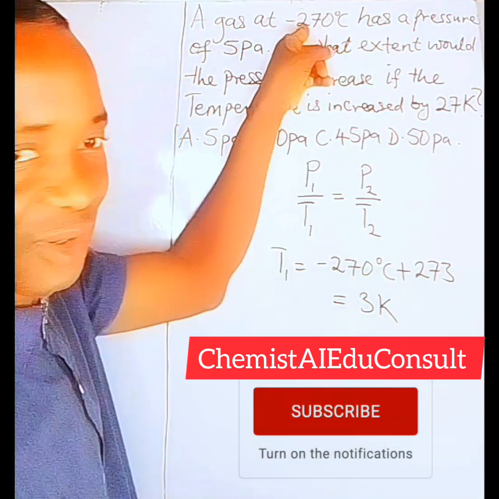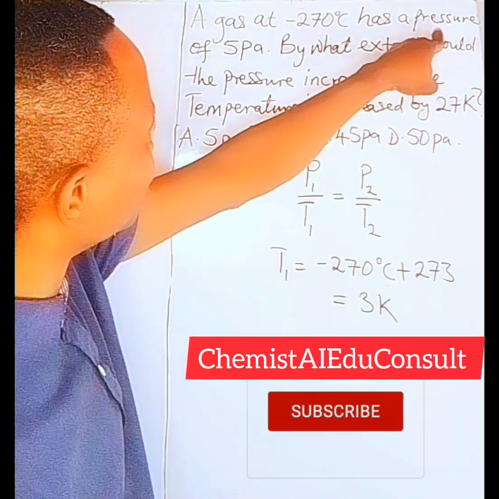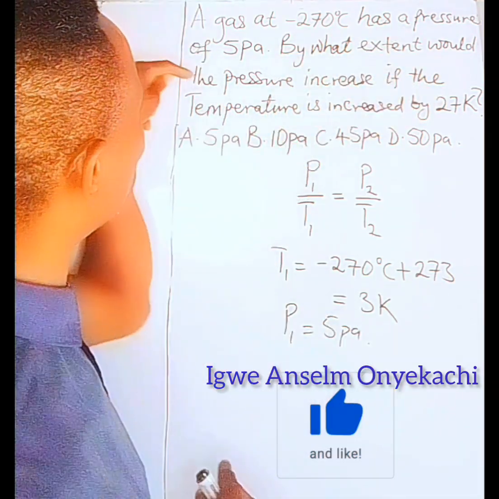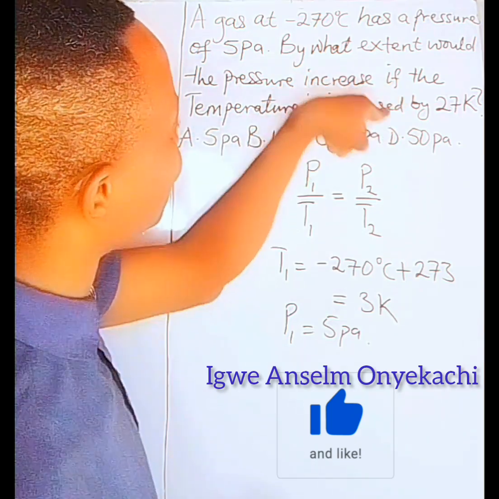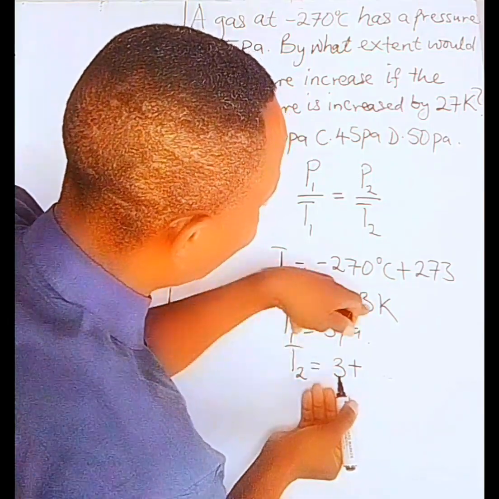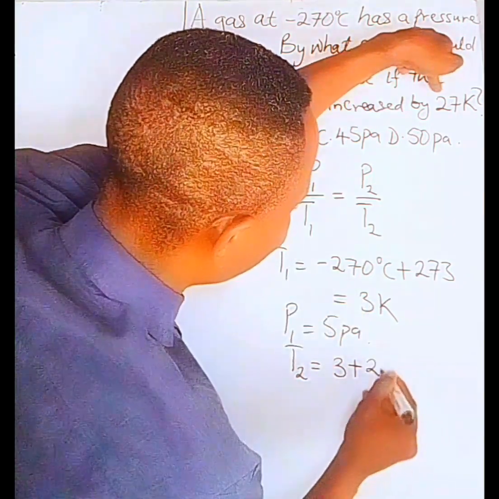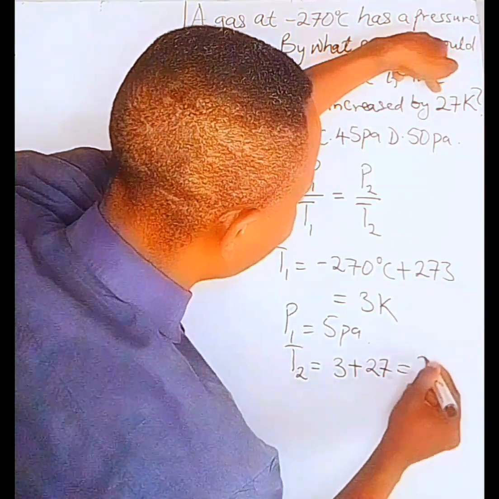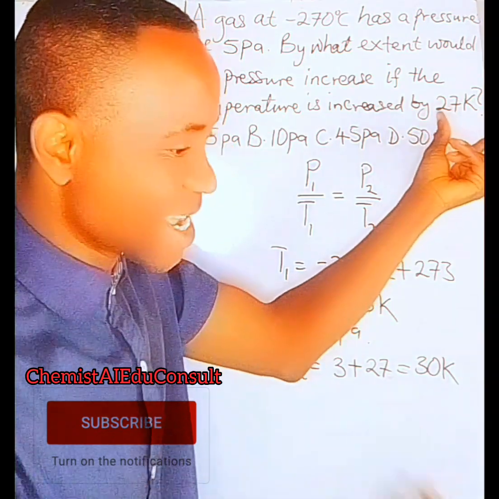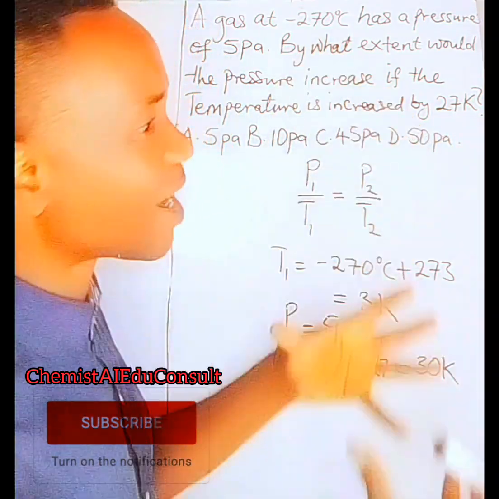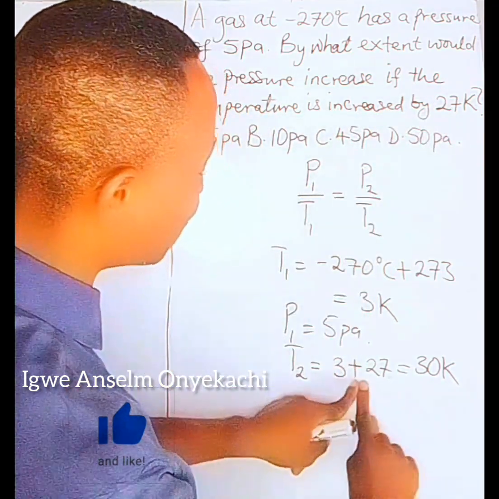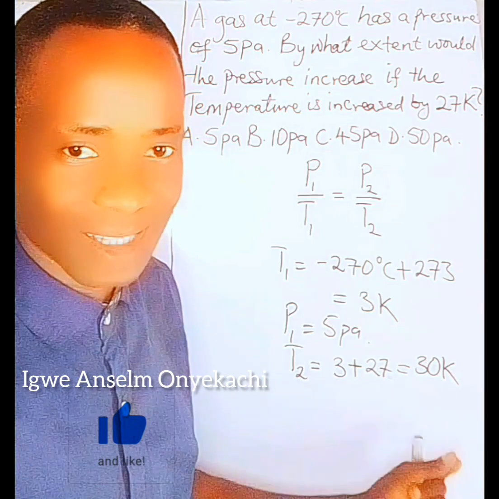Now, this particular temperature in Kelvin is 3. The initial pressure is 5 pascals. P1, 5 pascals. By what extent would the pressure increase if the temperature is increased by 27 Kelvin? T2, this 3 Kelvin, which is the initial value, increased by 27. That is 3 plus 27, which is actually 30 Kelvin. Final temperature is not 27 Kelvin. This is the increase in the initial temperature. So the final temperature will now become the initial temperature plus this increase, which is 3 Kelvin plus 27 Kelvin, which is 30 Kelvin, right?